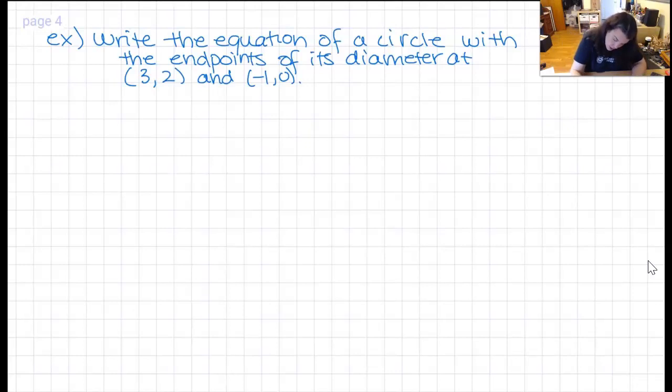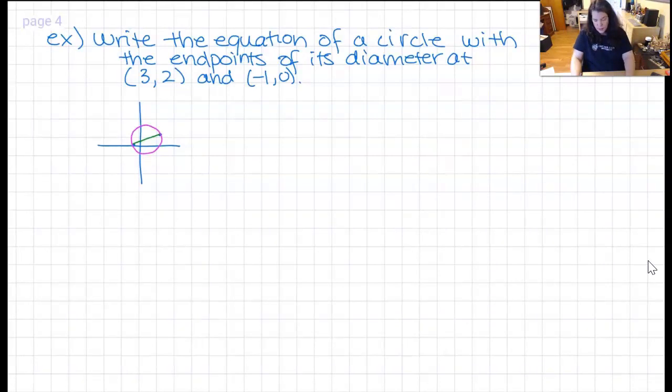Alright, so let's just do a little quick sketch. I'm not going to precisely do it, but (3, 2) roughly here, (-1, 0) roughly there. So we have the diameter of the circle right there. It's doing something like that. Well, if you think about it, we can find the center and the radius then pretty easily. The midpoint of the diameter is going to be the center. And then if we find the length of the diameter and just take half of it, we got the radius. So it's all about the distance formula and the midpoint formula.